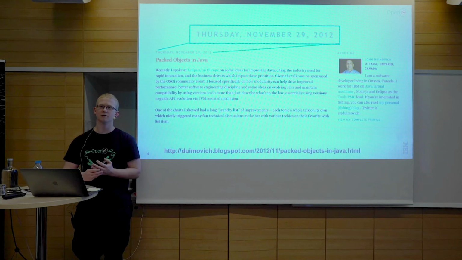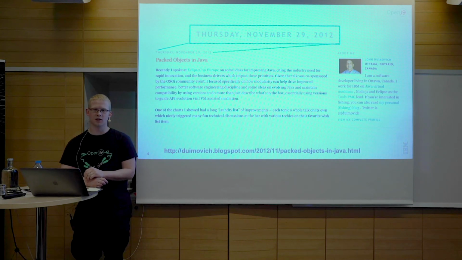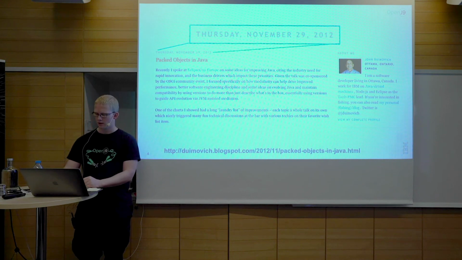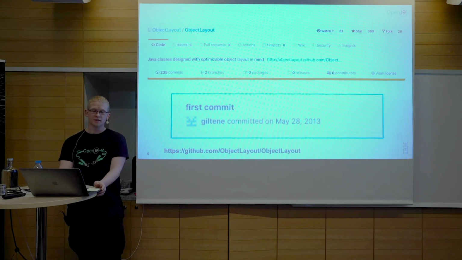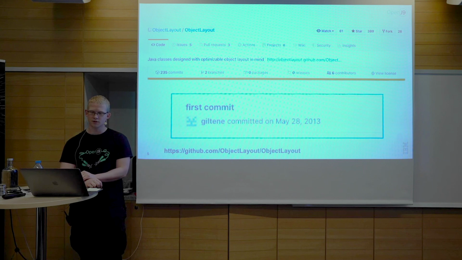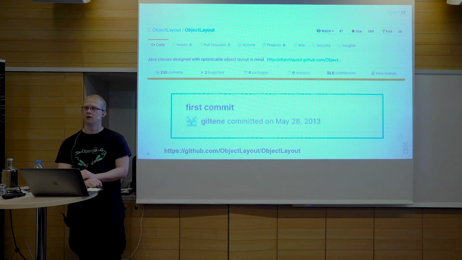If we look back, John Duimovich was talking about IBM's packed objects prototypes back in 2012. Looking at very much the same problem space, solving the same kinds of problems in a slightly different way. And if we dig around a little bit, we see that Gil Tene, Martin Thompson, and others were talking about object layout back in 2013. At least this is the earliest Git commit I can find for that. They're probably talking about it even earlier.